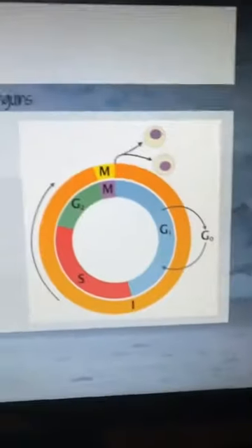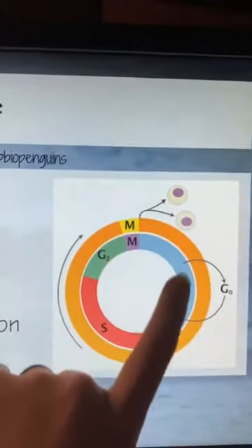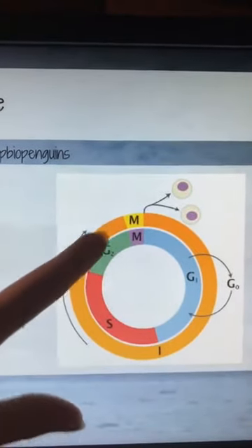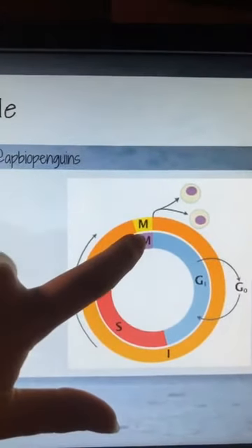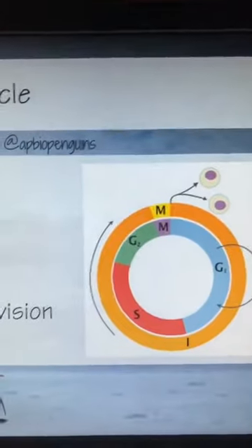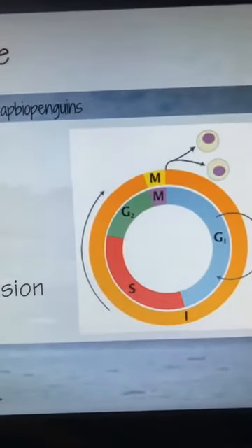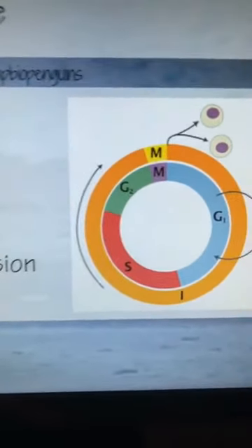So as we said before, all of this is interphase: G1, S, G2, and then we have the mitotic phase, which takes up mitosis plus cytokinesis. It's important for us to recognize what's occurring before versus after mitosis or meiosis. Interphase happens before mitosis, and cytokinesis happens after mitosis.